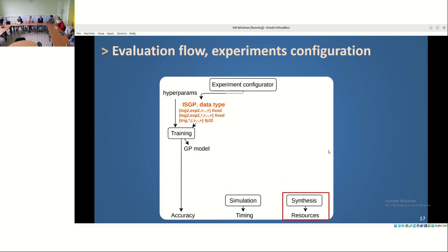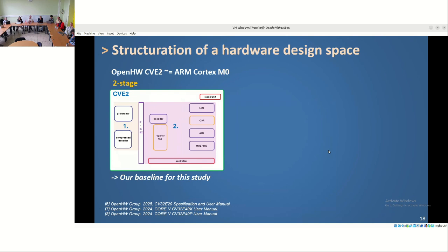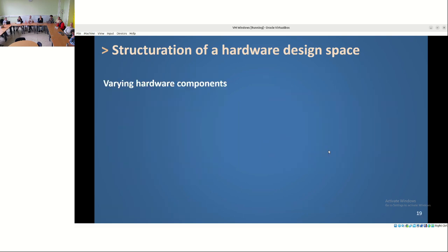Now we will focus on the synthesis part that gives the resource cost of the microprocessors. So we now structure a hardware design space using the two-stage microarchitecture from OpenHW, which is roughly comparable to the ARM Cortex-M0. This is used as baseline for the study. And the four-stage OpenHW CV32E4, which is roughly equivalent to the Cortex-M4. And from those two microarchitectures, we vary some internal mechanisms that I will present to obtain 18 microarchitectures.